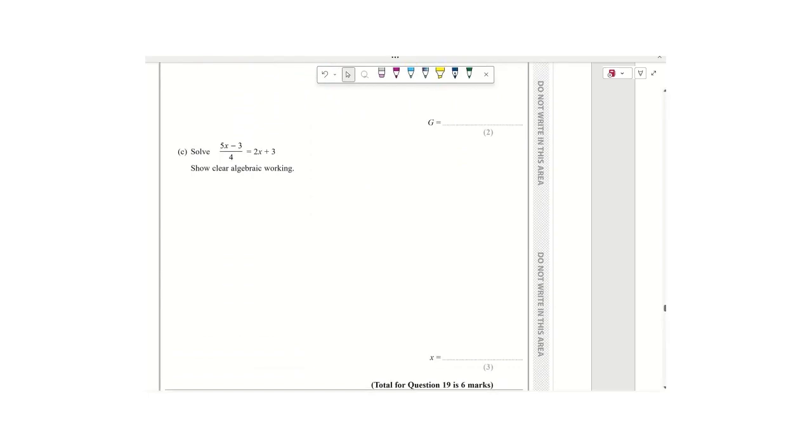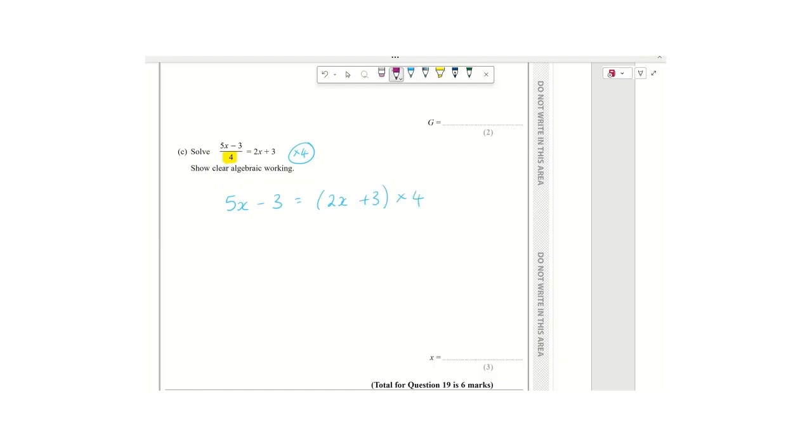Part C is really tricky. Solve (5x minus 3) all over 4 equals 2x plus 3. We are going to do this cross multiplying thing. We've got to get rid of this 4 on the bottom here, which is a divide by 4. So we're going to do that by timesing both sides by 4. When I times that left-hand side by 4, I get rid of the divide by 4. And when I times the right-hand side by 4, I get all of the right-hand side times by 4, which is a bracket then to multiply out.